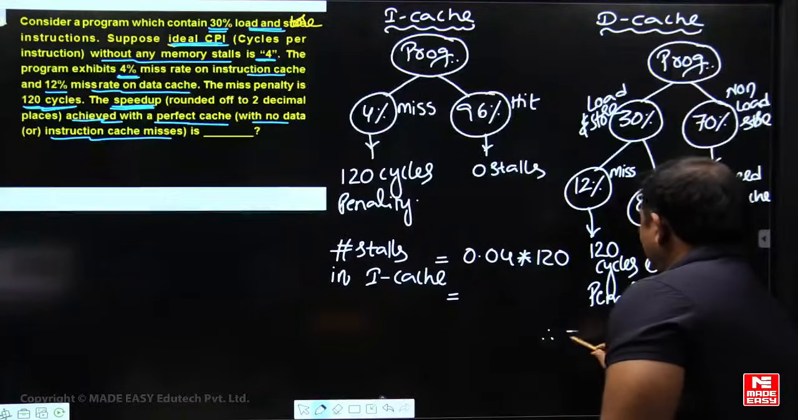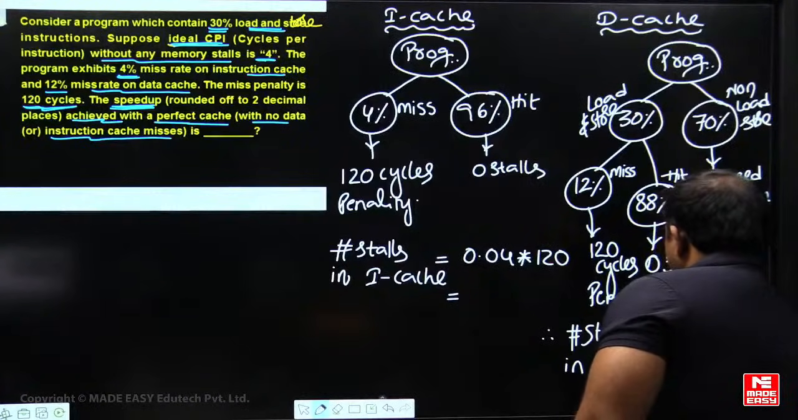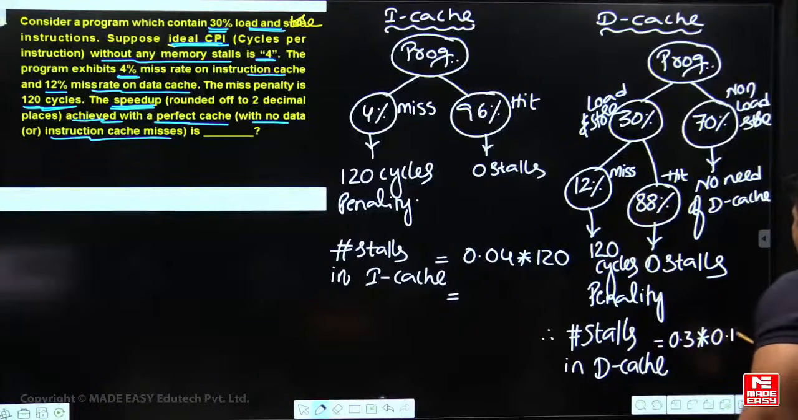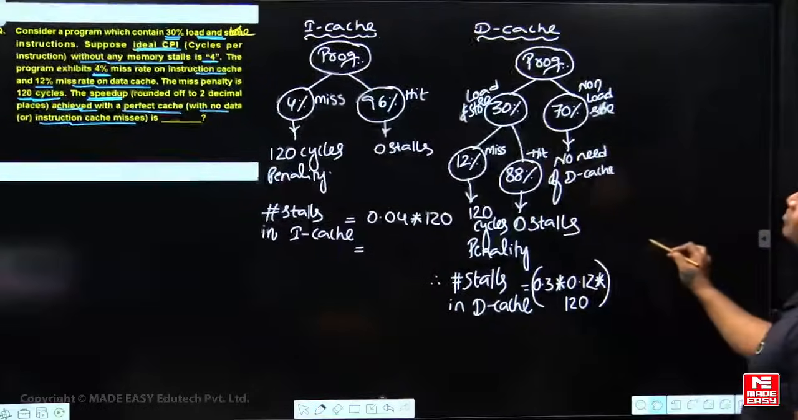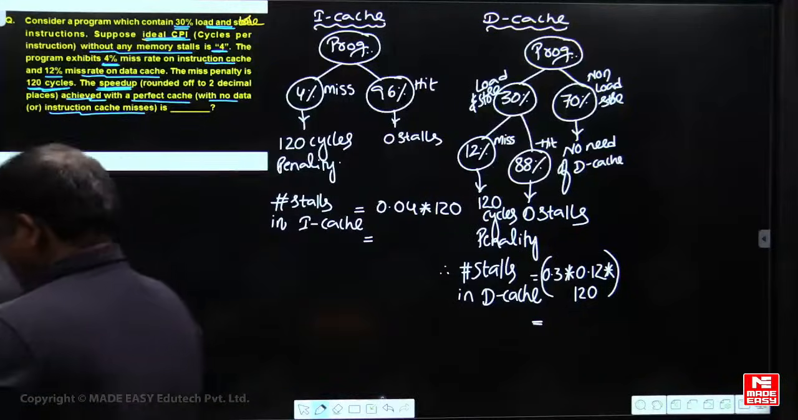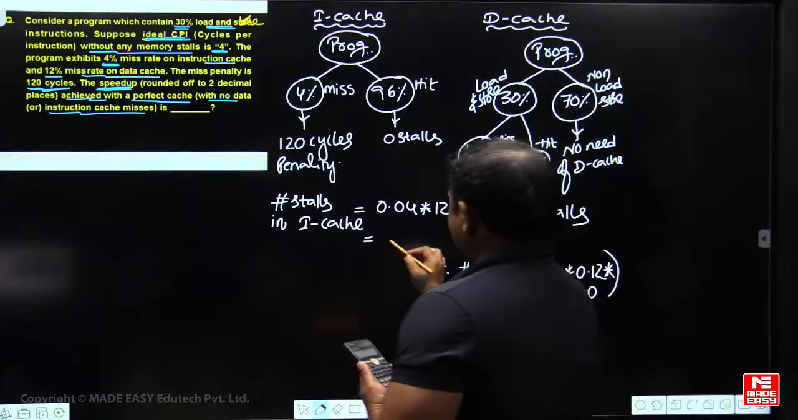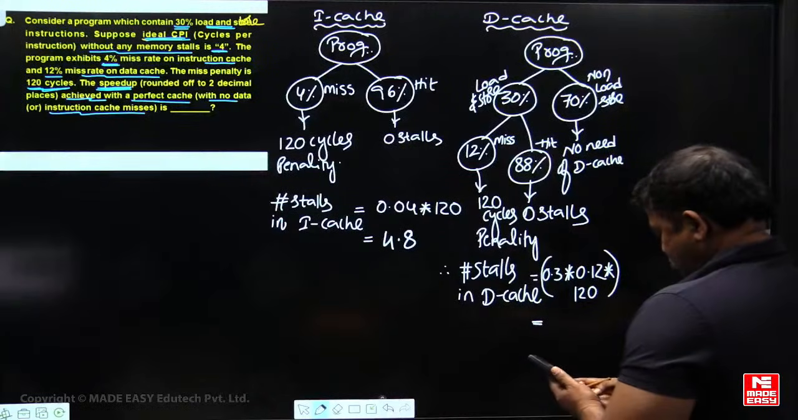Therefore, number of stalls in D cache, how many stalls in data cache? That is 0.3 into 0.12 into 120. These many stalls. This is the stalls calculation. Correct? Now what is the value? Here the I cache stalls 0.04 into 120, that is 4.8. This is 0.3 into 0.12 into 120.